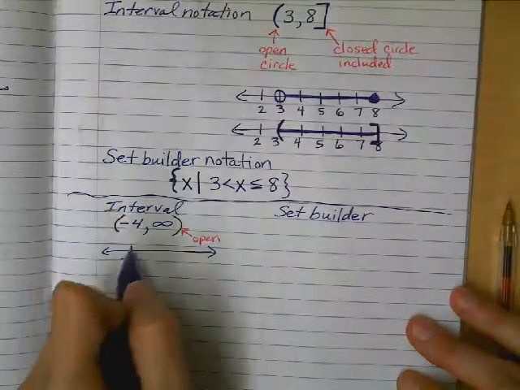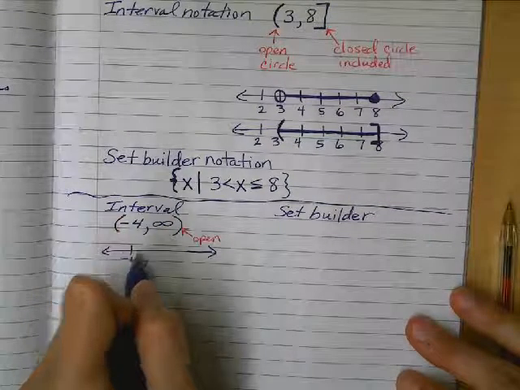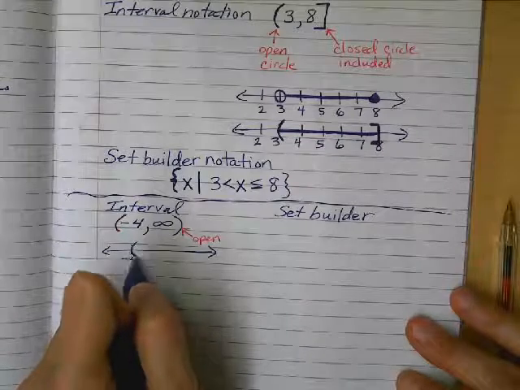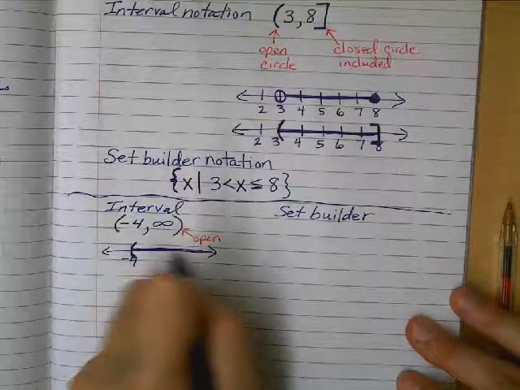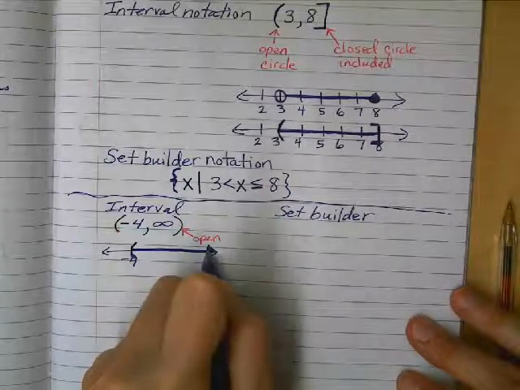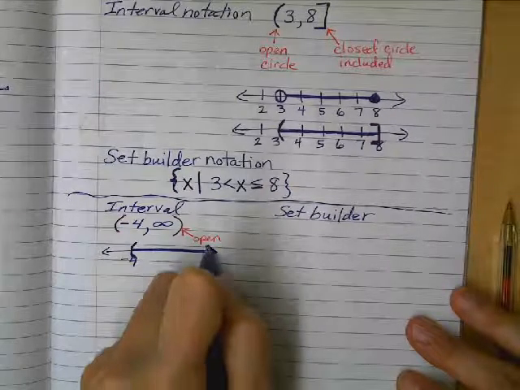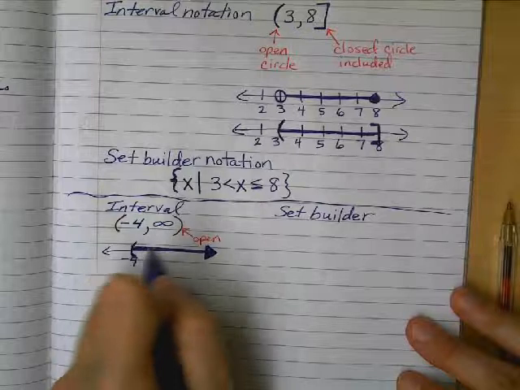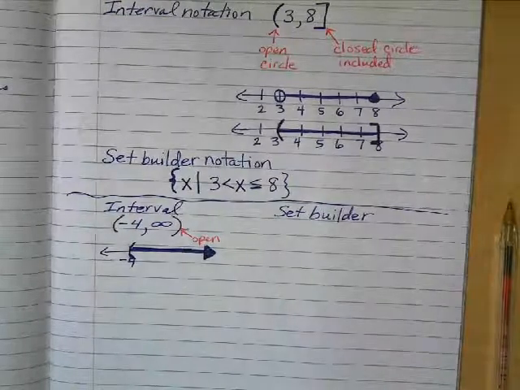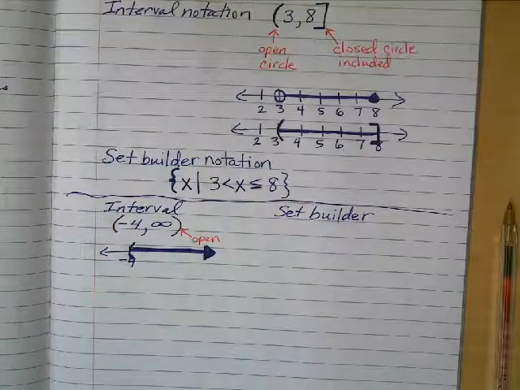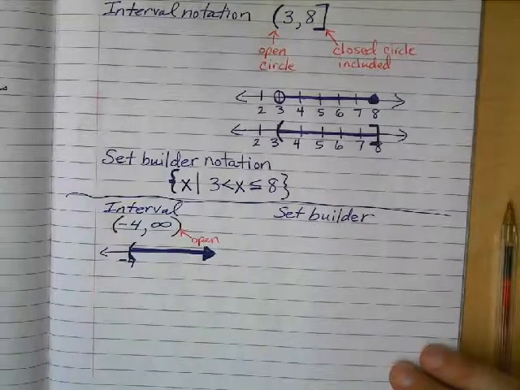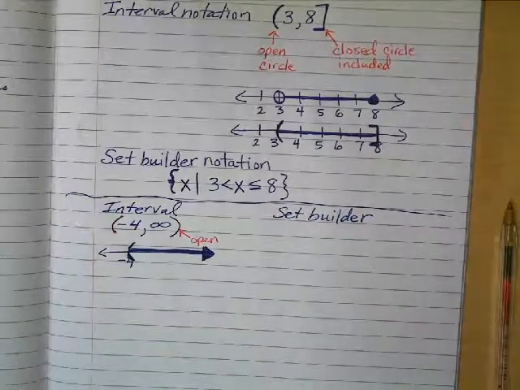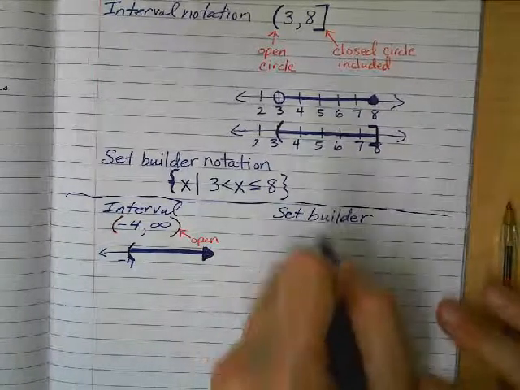So how do I do that in this lesson? Instead of an open circle, they'll just put the curve bracket on the -4. And then you just shade up forever because it says go to infinity. That's why they consider it open, because it doesn't stop on a certain value. So it's just a curve on -4. It's the same as an open circle. That's what they're saying. So how do you do it in set builder?